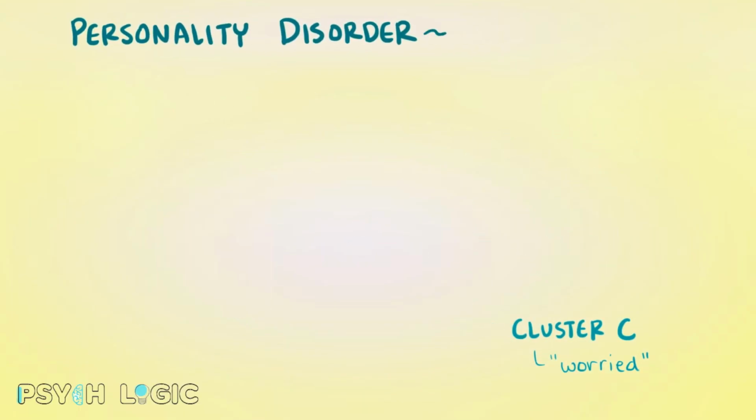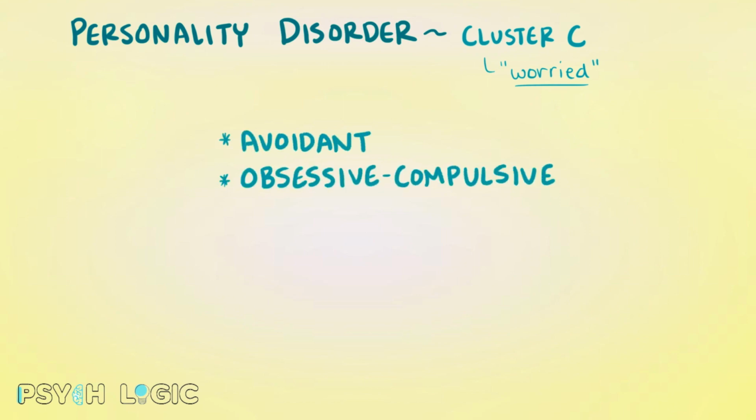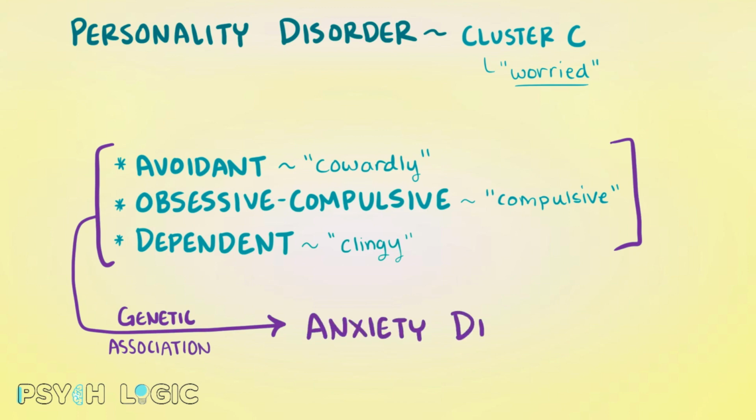Cluster C personality disorders are the worried personality disorders, and they include Avoidant Personality Disorder, Obsessive-compulsive personality disorder, and Dependent personality disorder. These 3 disorders can also be described as cowardly, compulsive, and clingy to help you remember them. And they all have a genetic association with anxiety disorders.